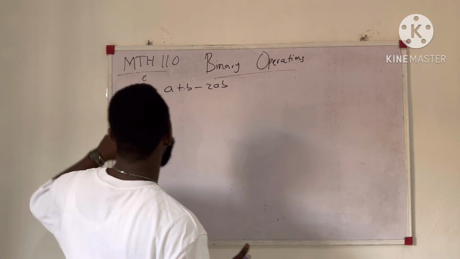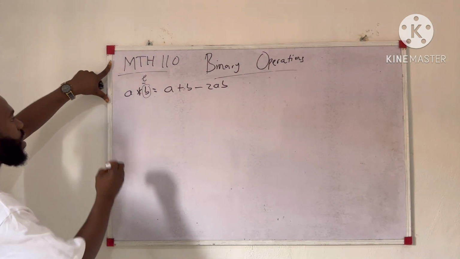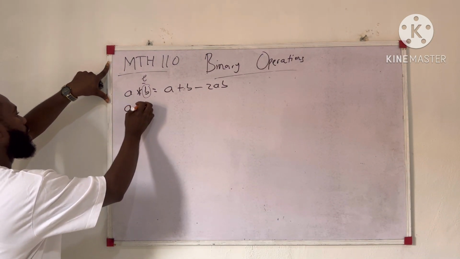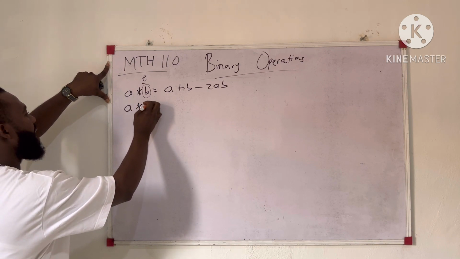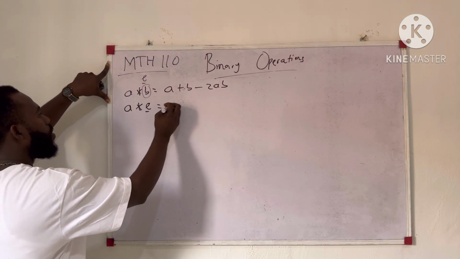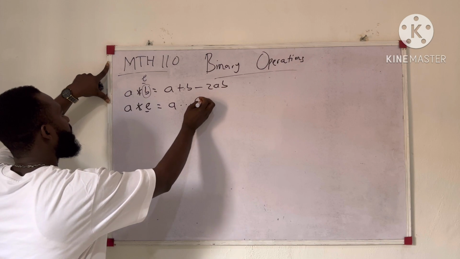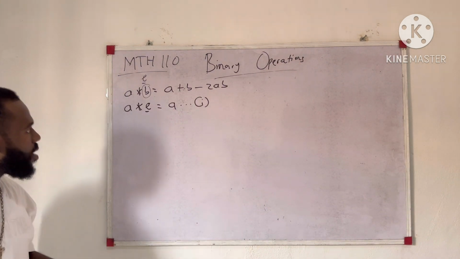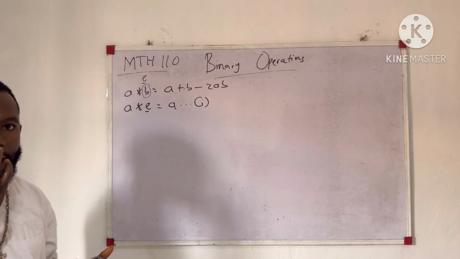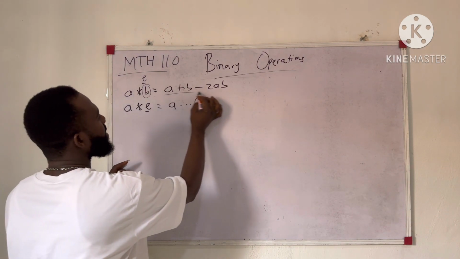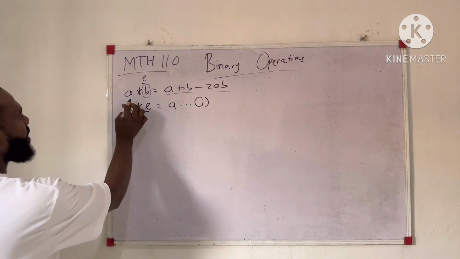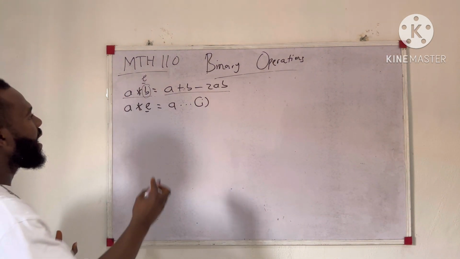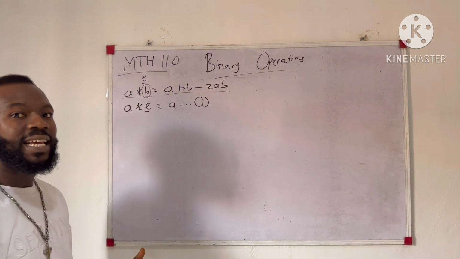So without wasting time, let us see what we can do here. Now, to get equation 1, replace b with your identity. So we're going to be having a operation identity is equal to a. Call it what? Equation 1. Now that we've gotten equation 1, how do you get equation 2? You will use the right hand side of the equation. So you use the left hand side of the equation to get equation 1, and then you use the right hand side of the equation to get equation 2.